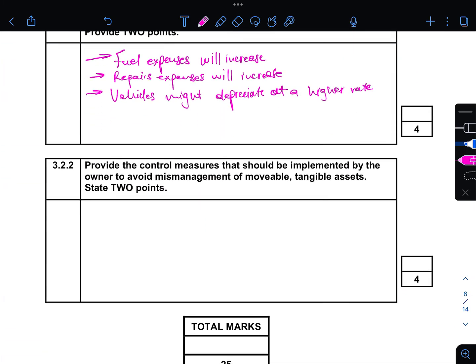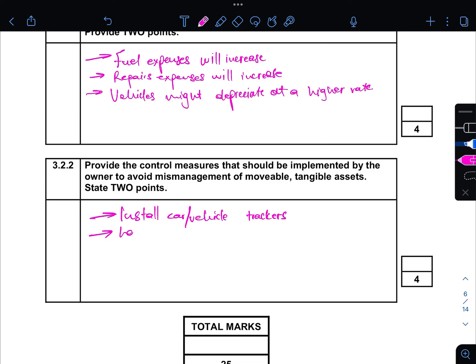So what can you do when you want to avoid mismanagement of your tangible assets? So let's say you don't want your employees to drive anywhere they want with the company vehicles. So this is whereby you will install, let's say, vehicle trackers. Okay, that could be one solution.